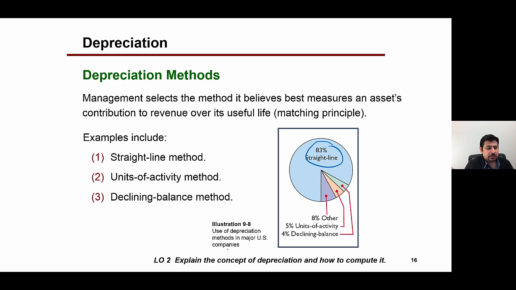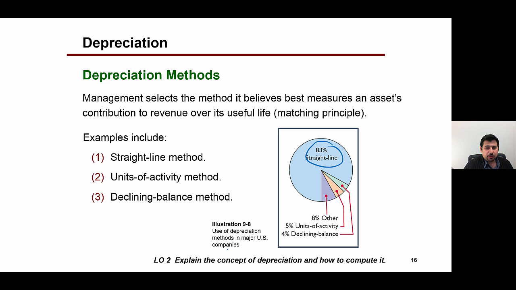And the declining balance method assumes that the revenue producing capability of the asset in earlier years is higher than in later years. As a result, the revenue generated will be higher in the early years, and this is why the depreciation expense will be higher in earlier years, and then it declines.